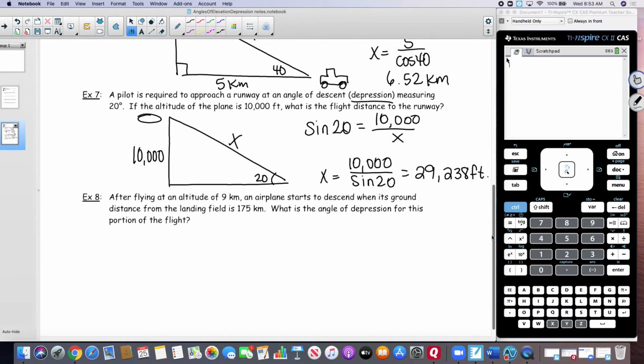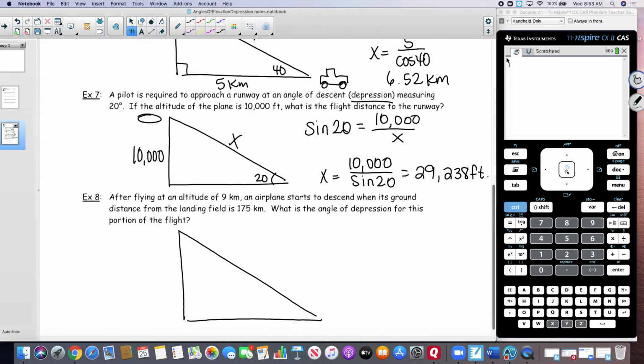All right, again, I'd like for you to pause this video and read the problem, draw your picture, set it up, and then turn the video back on and make sure you're drawing these correctly. After flying at an altitude of 9 kilometers, an airplane starts to descend when its ground distance from the landing field is 175 kilometers. Now, the problem before this was our flight distance.